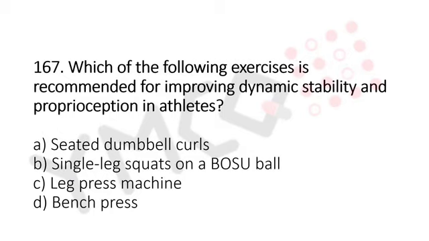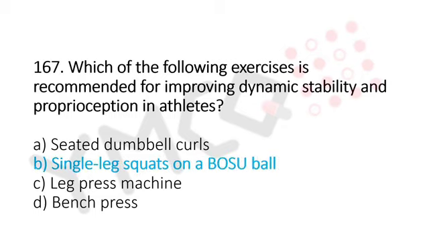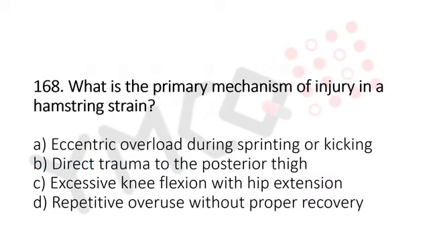Which of the following exercise is recommended for improving dynamic stability and proprioception in athletes? Option A, seated dumbbell curls. Option B, single leg squat on Bosu ball. Option C, leg press machine. Option D, bench press. And the answer is option B, single leg squat on Bosu ball. Now let's move to question number 168.